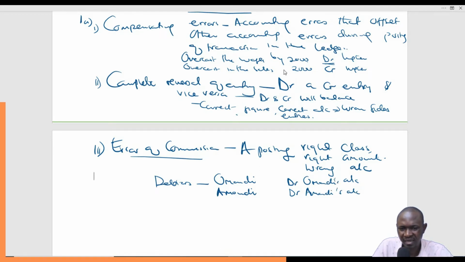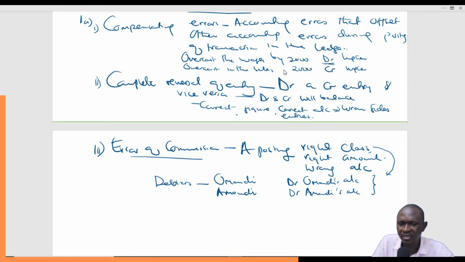So what are you saying here? The right class, yes, you've gotten that right, because all of them are debtors. The right amount, yes, we are talking about the same amount. If you are supposed to debit Omondi with 300, you have actually debited the right amount, which is 300.